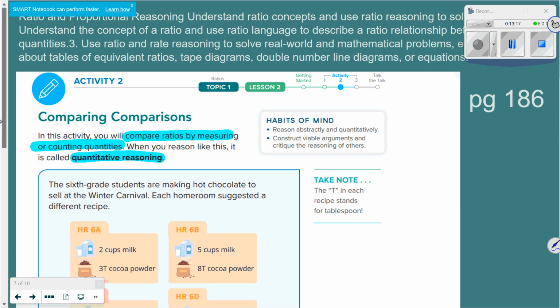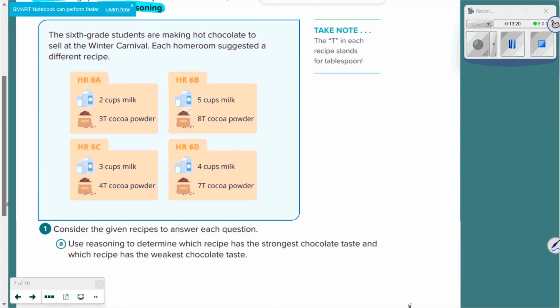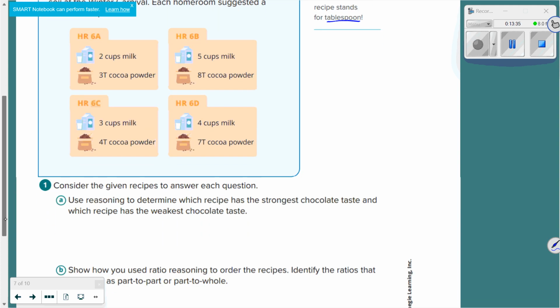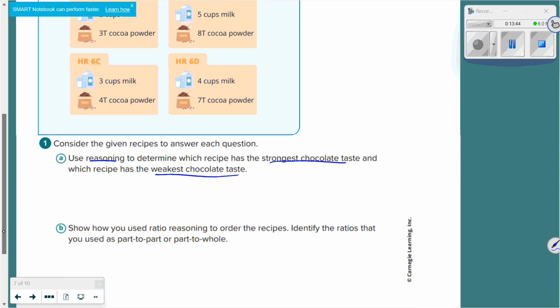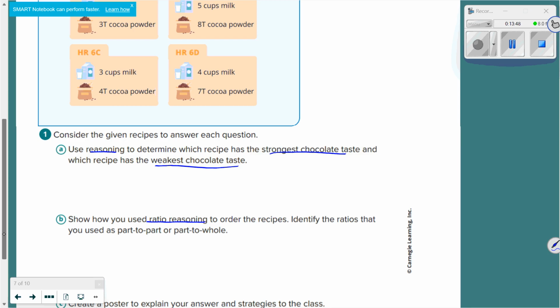In this case, 6th graders are making hot chocolate to sell at the Winter Carnival. They suggest a different recipe. Little side note, the T in each of these stands for tablespoon, but they're all the same, so that doesn't really matter. Look at the recipes, use reasoning to determine which recipe has the strongest chocolate taste and which recipe has the weakest chocolate taste. Then show how you use ratio reasoning to order the recipes. In other words, I want you to order them from strongest to weakest, or weakest to strongest, whichever way you want. Identify the ratios used as part-to-part or part-to-whole. So you do either one.